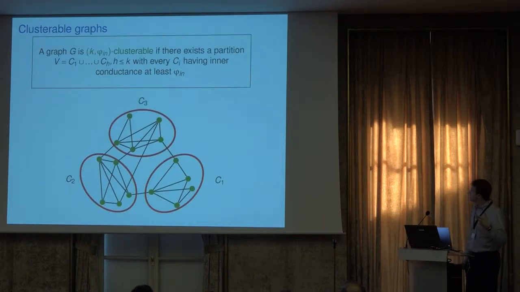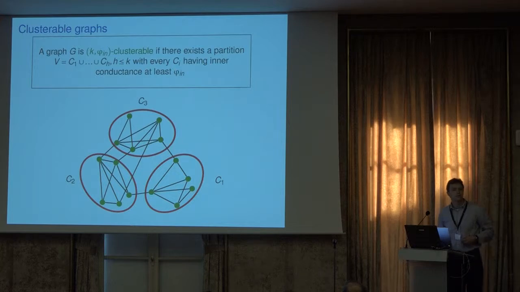Okay, so now I can tell you what the problem that we're solving is. We want to distinguish between graphs that are clusterable and that are not clusterable. So what does it mean to be clusterable? We say that a graph G is (k, phi_in)-clusterable if there exists a partition of the vertex set of the graph into at most k pieces, C1 through Ch, so h is at most k, such that every one of these subgraphs Ci, as induced subgraphs, has inner conductance at least phi_in. So here on the slide, for instance, you have an example of a 3-clusterable graph.